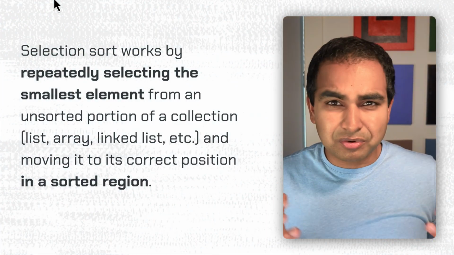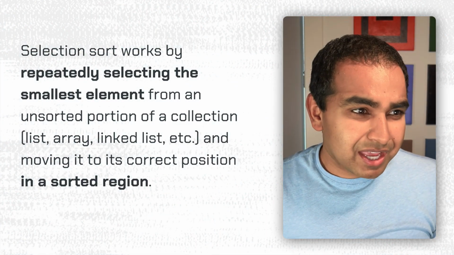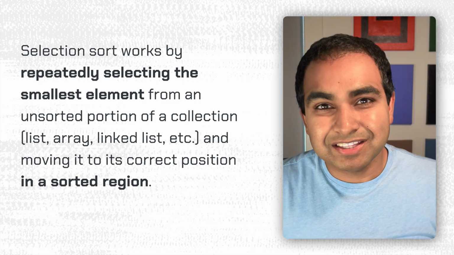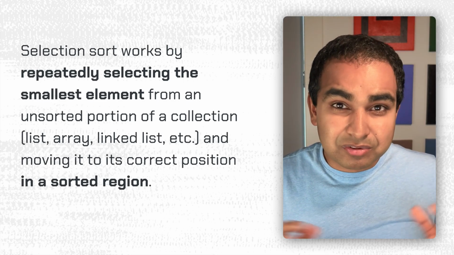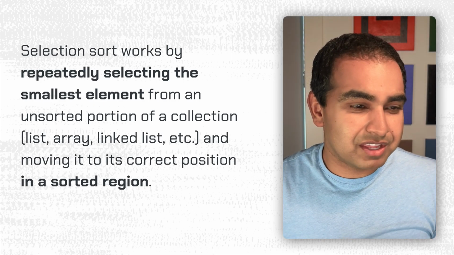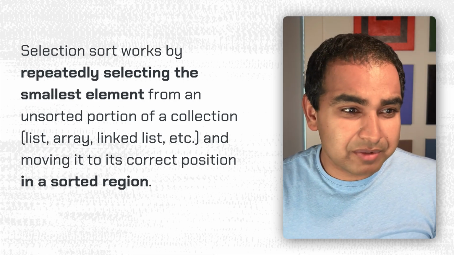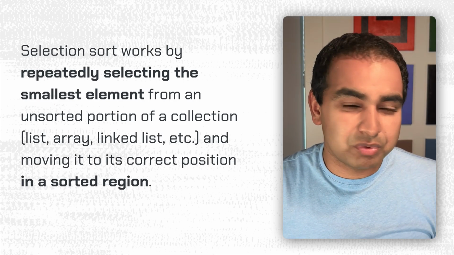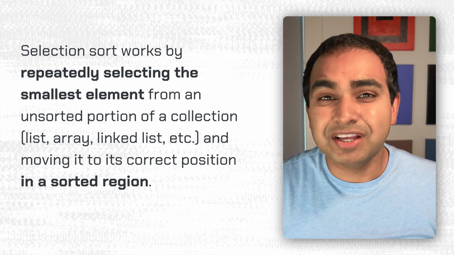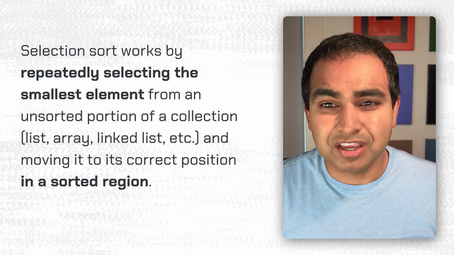And so selection sort, the name kind of gives it away. It works by repeatedly selecting the smallest element from an unsorted collection of items. And once it finds the smallest item, it moves it to its correct position, which we'll call a sorted region or a sorted collection. We'll talk about those variations in a few moments.